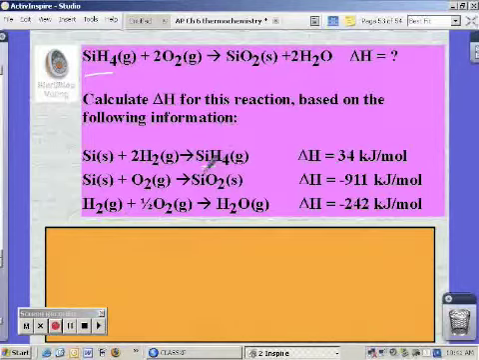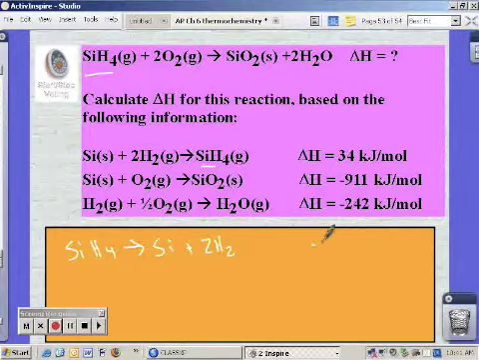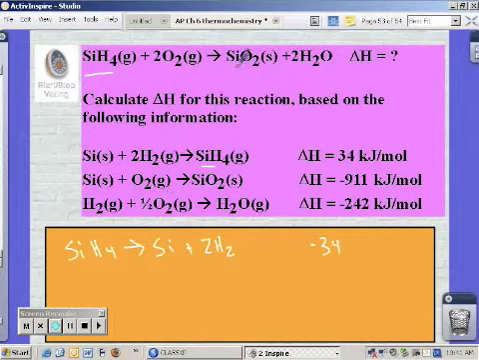Notice in this problem we have SiH4. We want it as a reactant, and it's a product in that first reaction. So we need to reverse it. And when we reverse it, our delta H is going to become negative. Now we need oxygen, but oxygen's in 2 places, so I'm going to leave that to the end.